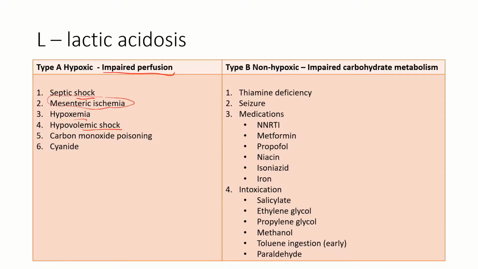And type B lactic acidosis results because of impaired carbohydrate metabolism. And the main causes include thiamine deficiency, seizure, which is again very common, some certain medications, of note metformin, propofol, iron, and intoxication like ethylene glycol, propylene glycol, methanol, toluene ingestion. And remember, here we are talking about early, because for late toluene ingestion, we talked about this in normal anion gap metabolic acidosis.